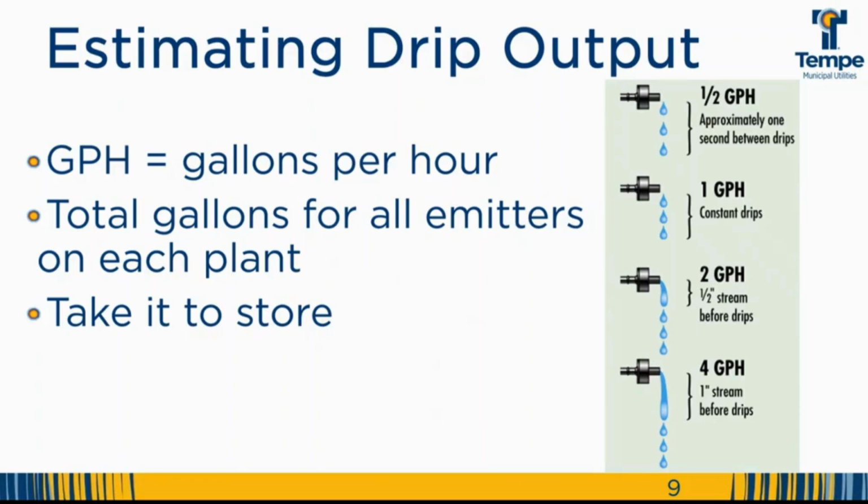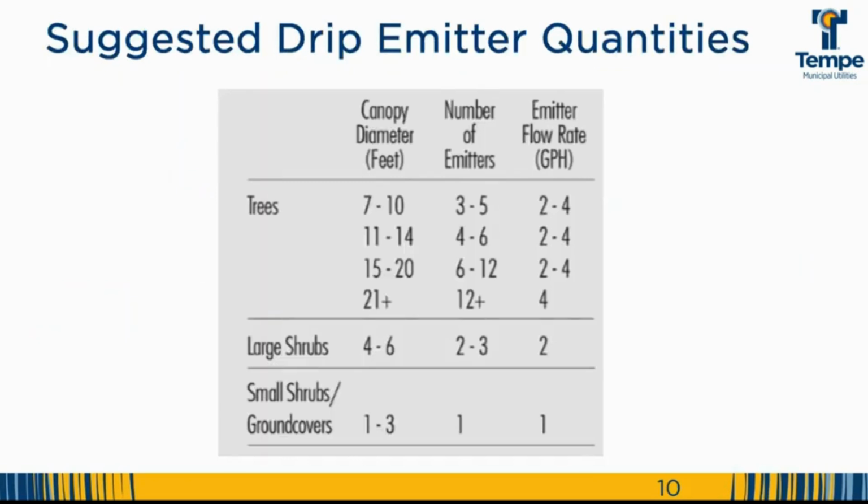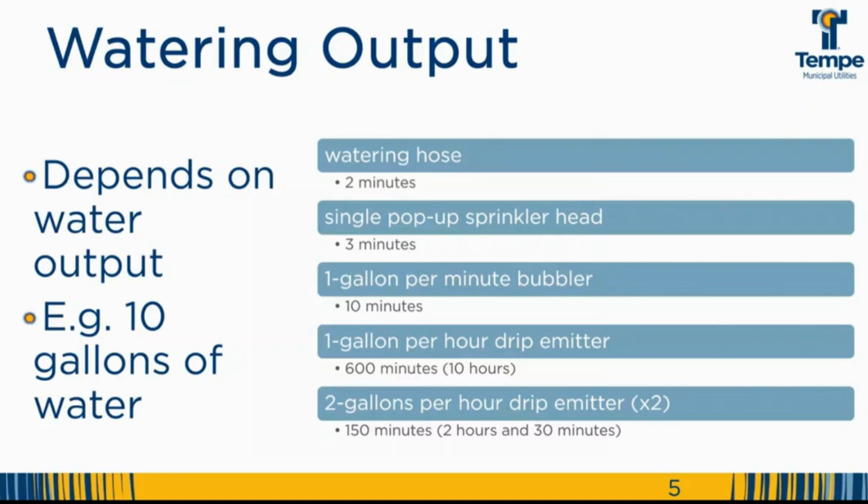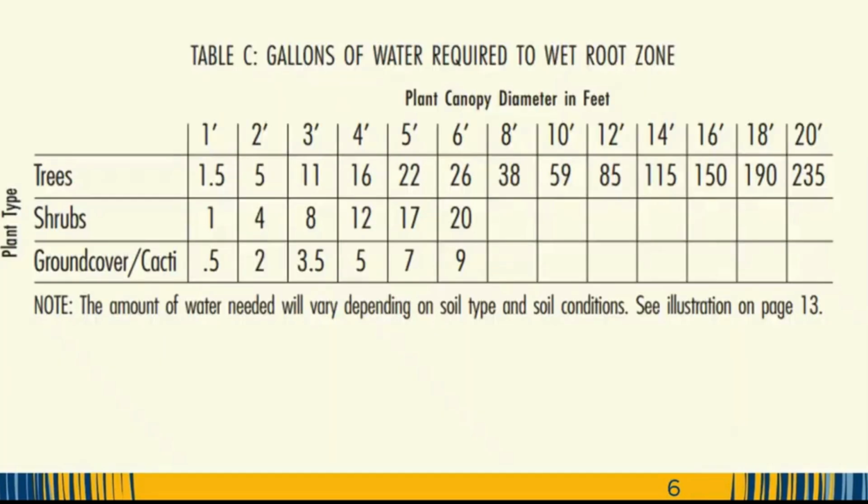It's important to remember that your larger plants will need quite a bit of water. Let's go back real quick to that table C, gallons of water required to wet the root zone. If you look at your trees, your 20-foot tree, you're going to need 235 gallons. And if you're watering that with a drip system that is producing a couple gallons per hour, you're going to need a lot of drip emitters to finish that watering cycle in an efficient manner.